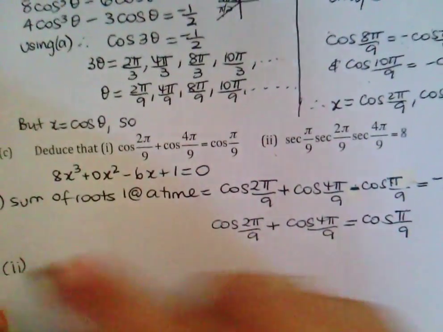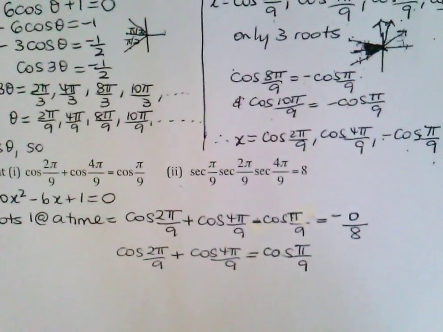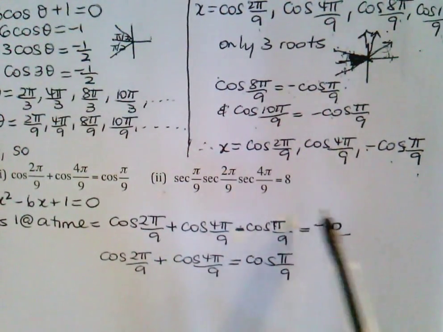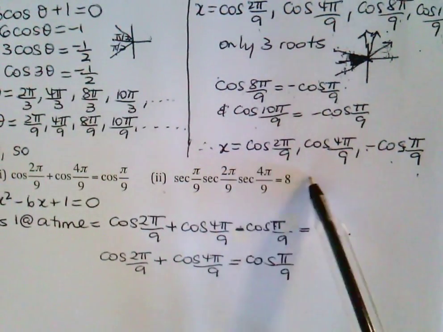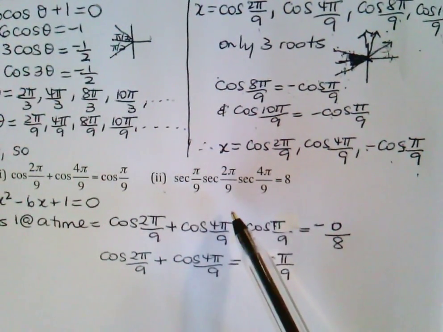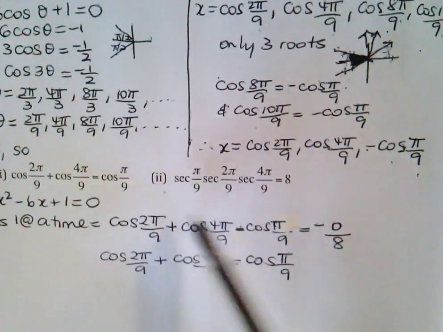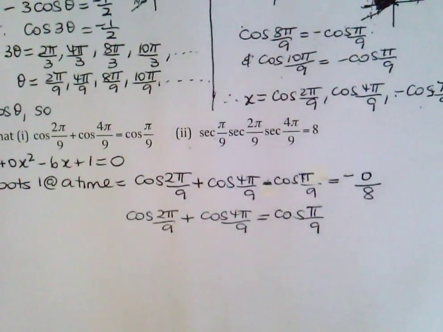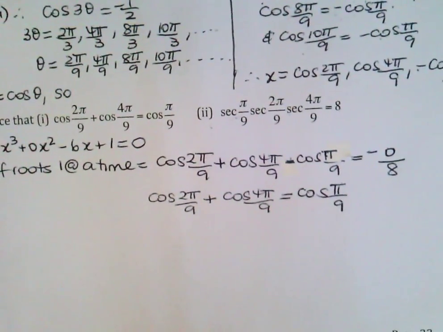Now we need to deduce the next result. Even though these aren't cosines, they're just secs, which is 1 on cos. So what appears to be happening here? Adding, subtracting, multiplying, how many? We're multiplying three roots. We're multiplying the three roots. So you multiply the three roots that you've got and then do some rearranging.